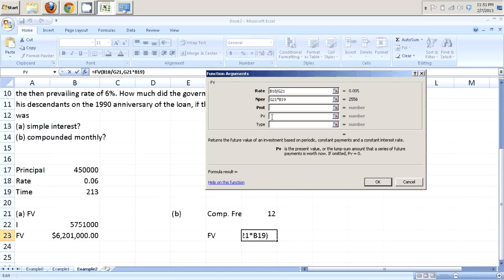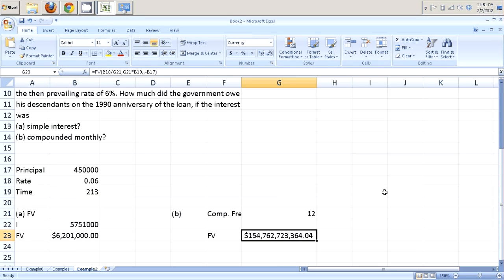The payments are zero, but the present value is 450,000. Remember, we have to put that negative in there in order to make the number come out positive. The future value is this ginormous number. So this is hundreds, thousands, millions, billions. The future value for Part B is $154.7 billion. Now, I don't know about the DeHaven descendants, but I think I would settle for, let's say, $10 billion from the U.S. government. I think that's a pretty good deal, don't you?